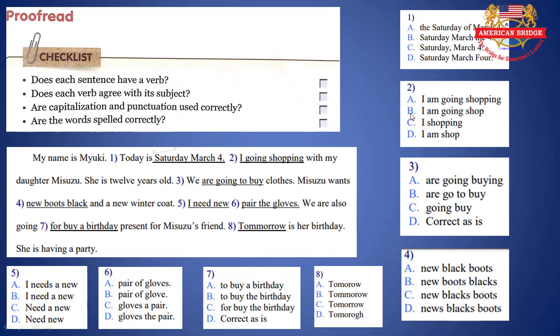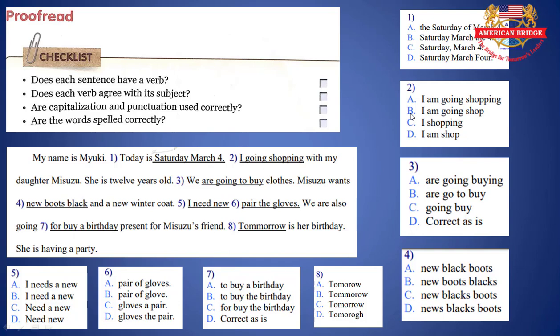Number 5, I need a new pair of gloves. Okay. I need a new pair. I need a new. Need a new and need new. So the right answer is I need a new pair of gloves. Okay, the new pair of gloves.